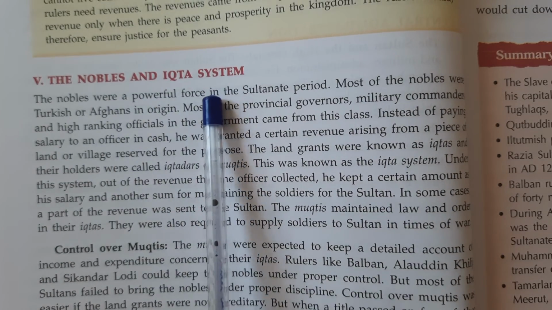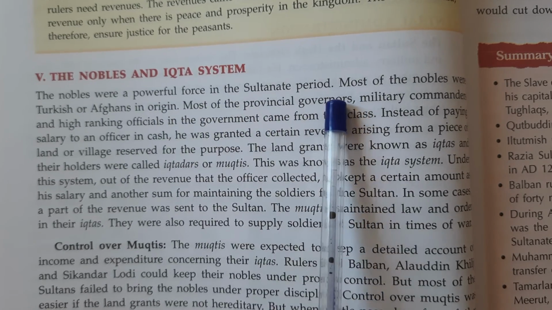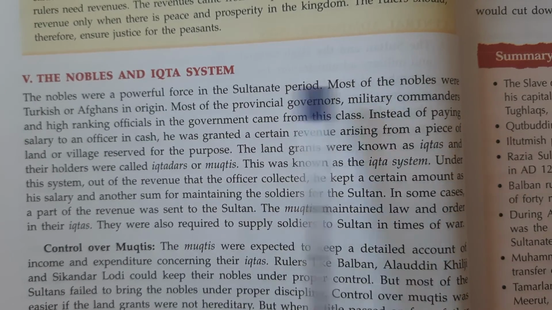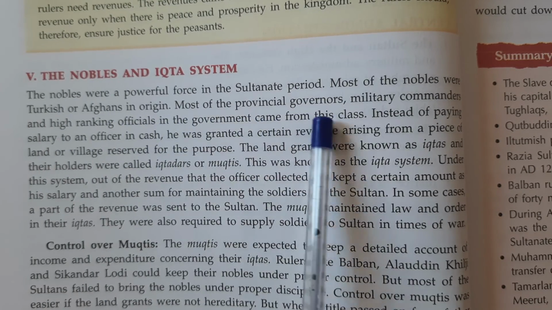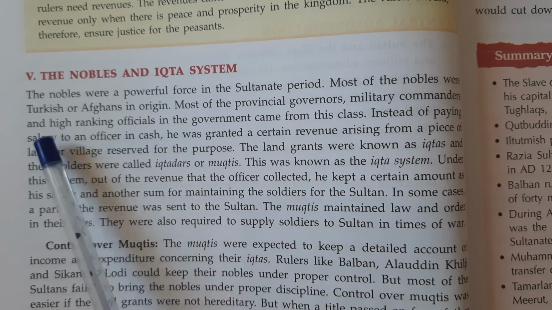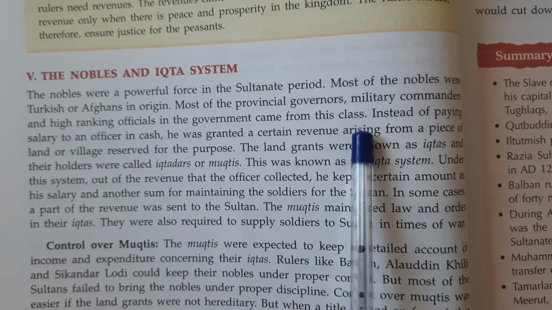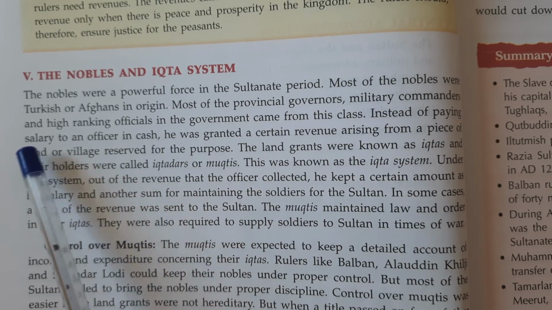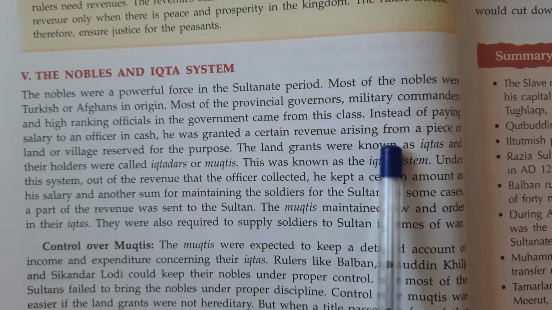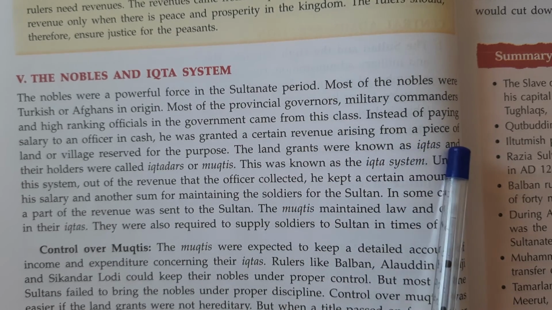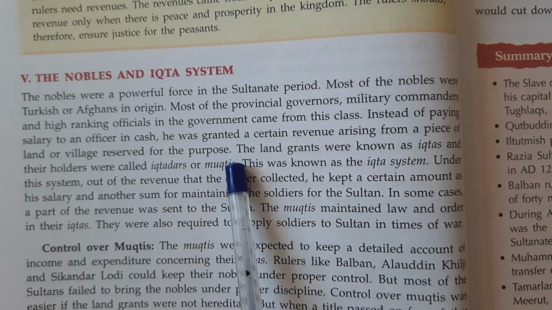The nobles and Iqta system. The nobles were a powerful force in the Sultanate period. Most of the nobles were Turkish or Afghans in origin. Most of the provincial governors, military commanders, and high ranking officials in the government came from this class. Instead of paying salary to an officer in cash, he was granted a certain revenue from a piece of land or village reserved for the purpose.